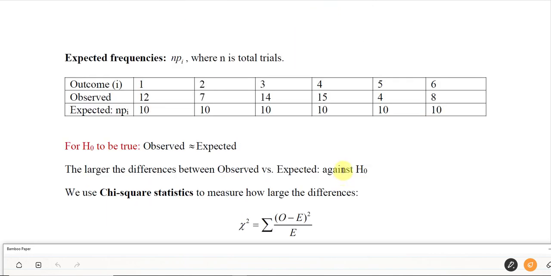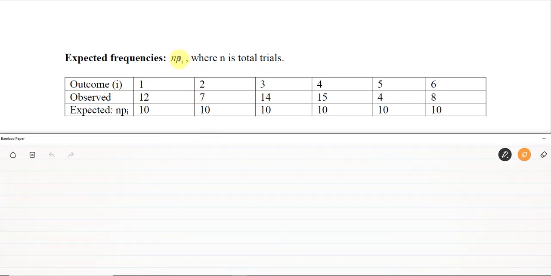So let's see, what is the expected frequency in this sample? The expected frequency is calculated by taking n multiplied by pi, where n is the total number of trials, and pi is the probability of getting that outcome i.